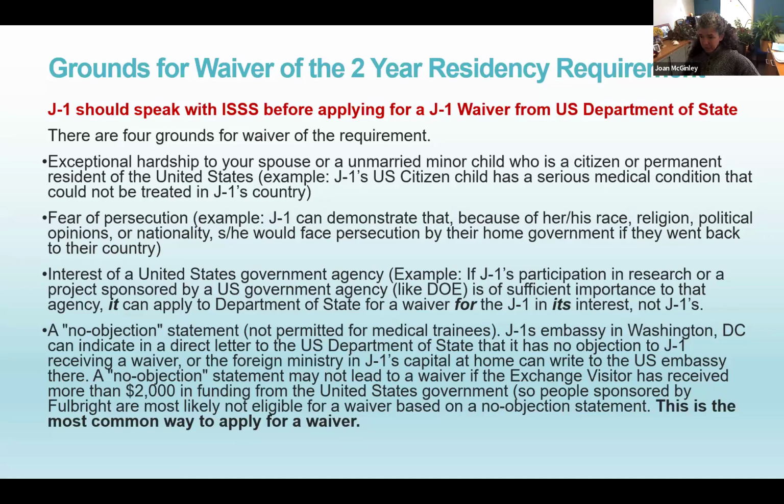The skills list is kind of older, so it's not that hard to get a waiver of the 2-year home residence requirement. Their embassy will approve it, send it over to the Department of State, they review it and approve it, and then the individual and we get a statement saying this person has a waiver of the 2-year home residence requirement.